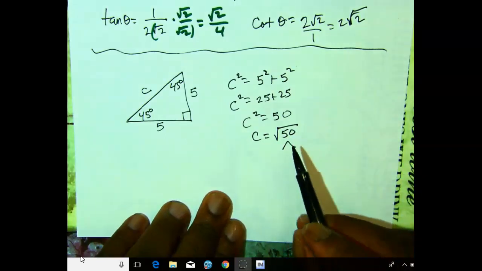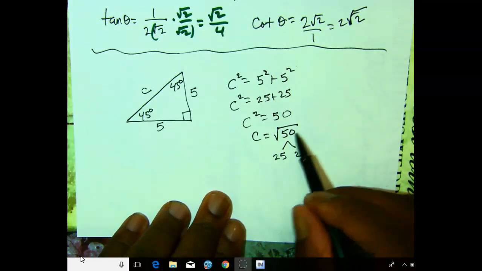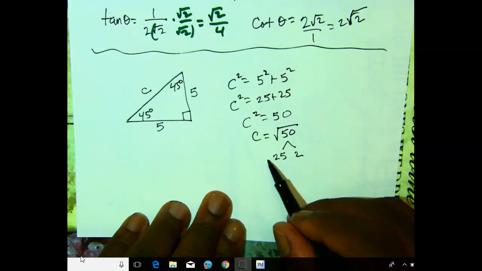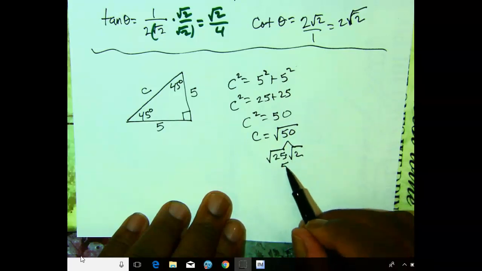So the perfect square factor in 50 is 25. So 50 is 25 times 2. So c is actually the square root of 25 times the square root of 2, which is 5 square root of 2.